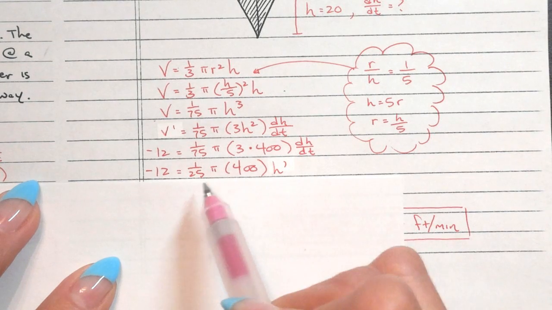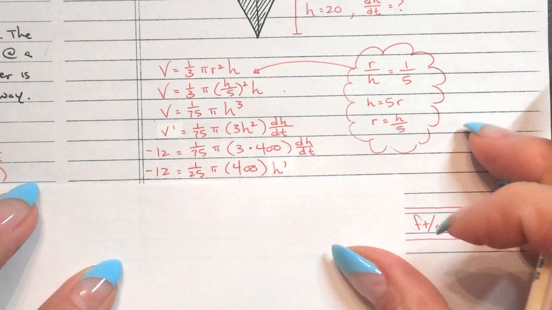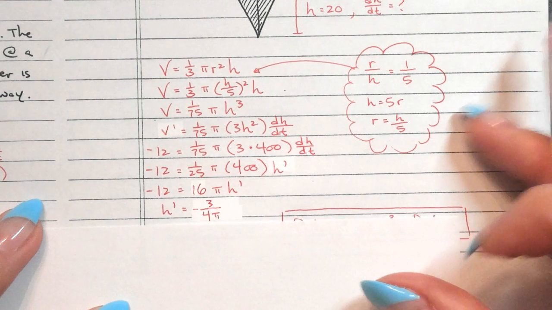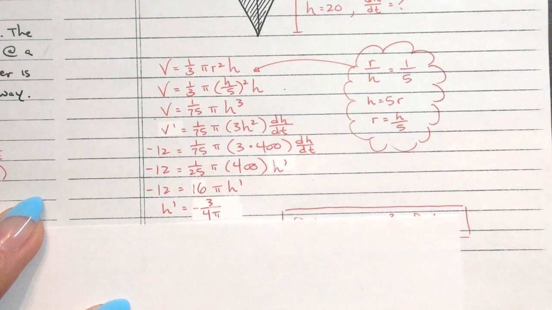Think about $4 in quarters. How many quarters is that? That's 16 quarters. And then go ahead and divide. And then you have negative 3 over 4 pi.